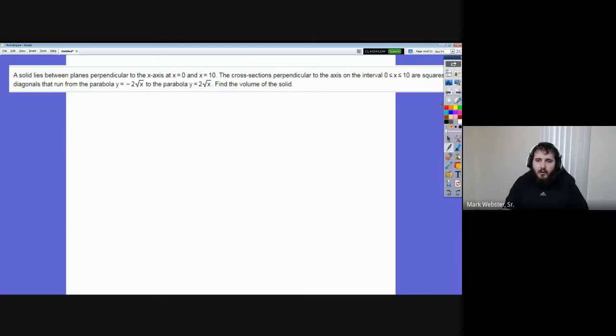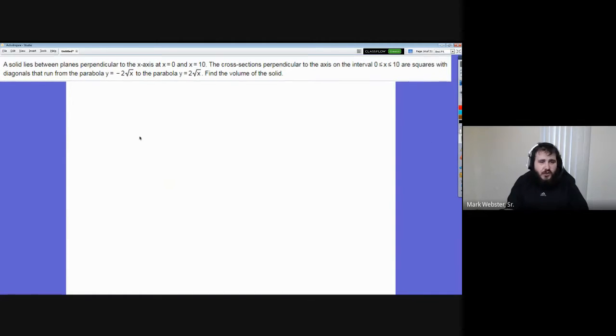All right, so now here, same idea, slightly different shape that we're going off of. It also tells us that instead of it being the base, it's going to be the diagonal of the square that we're looking at now. So basically, imagine what we had before, that bread loaf thing, but now it's going to be tilted on its side. So y equals -2 radical x to positive 2 radical x.